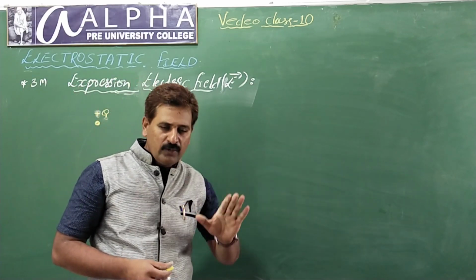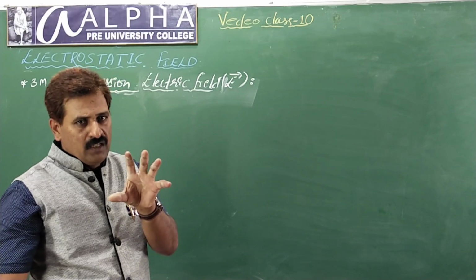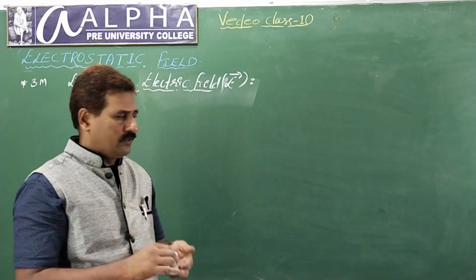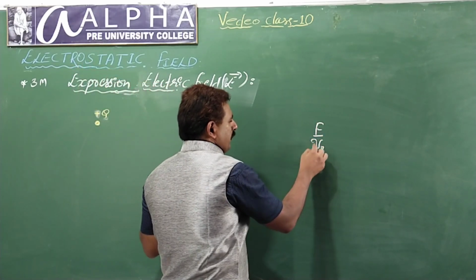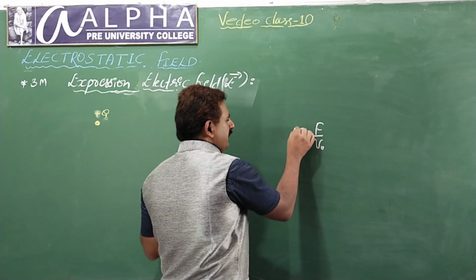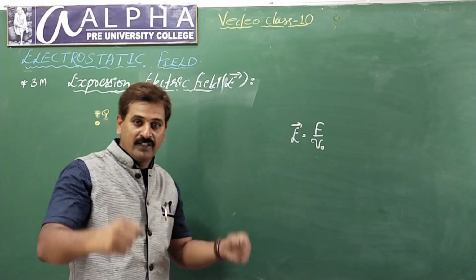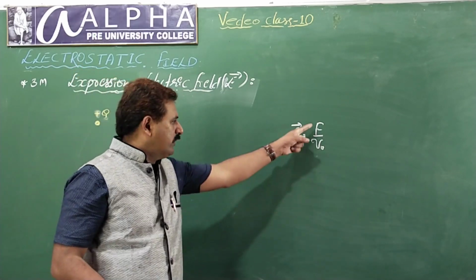Whenever we use the word electric field, what do you think? It is a region in which a charge experiences a force. How much force? How much force per unit charge. How much force per unit charge is called electric field strength, or intensity, or simply electric field: force per unit charge.